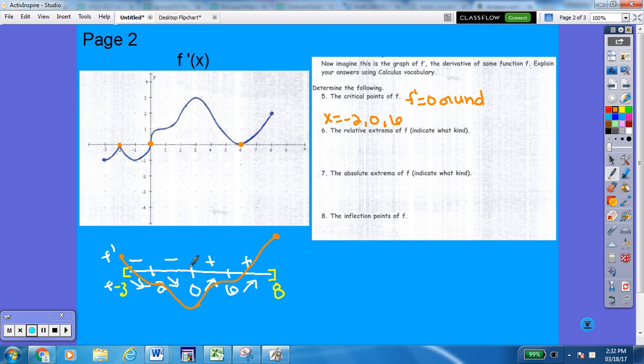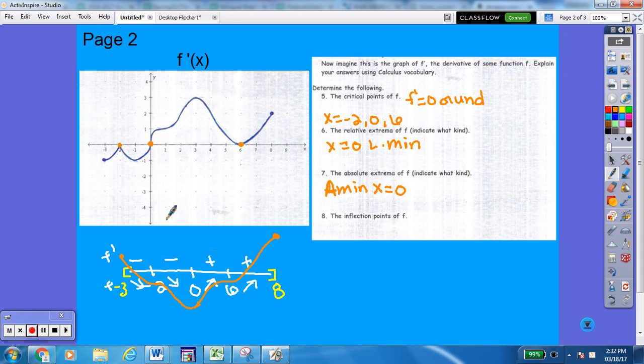You can tell that x equals 0 is going to be not only a local, but an absolute min, for sure. So x equals 0 will be a relative or local min, and it will be an absolute min as well.